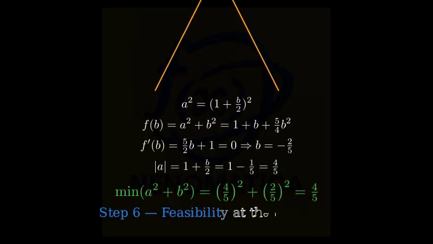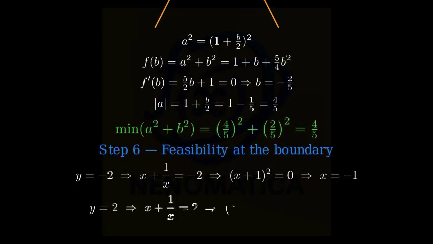Step 6. We confirm feasibility. At the minimizers, the y root lies exactly on the boundary. When a equals positive 0.8 and b equals negative 0.4, we have y equals negative 2, which gives x plus 1 over x equals negative 2, so x equals negative 1, a real root. When a equals negative 0.8 with the same b, we get y equals positive 2, and hence x equals 1, also a real root. So the minimum value is indeed achieved.